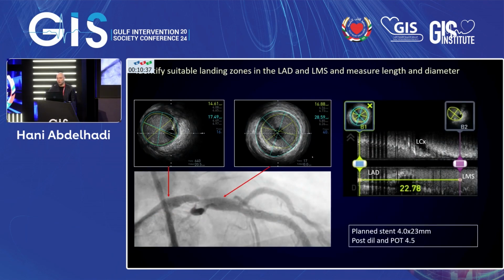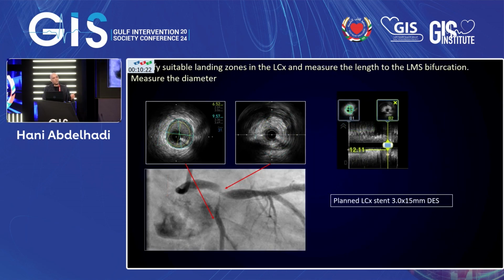So we go back to this case. We identify our proximal and distal landing zones in the LAD. We know it's a 4mm vessel that needs to go up to 4 or 5 proximally. We measure the length from our landing zones and it's just under 23mm. So I'm going to take a 4023 stent and take it up to 4 or 5. You go to the circumflex, we size our landing zone, it's about 3mm. You measure from your landing zone to the ostium, it's just over 12mm. So I'm going to go a little bit over it so I can crush it into the left main.